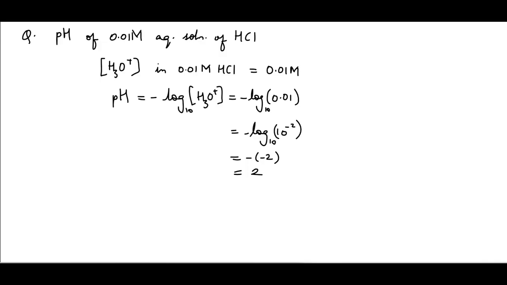Now we can understand it in a qualitative way also, because HCl is a strong acid. We discussed that any strong acid has a pH value closer to 0. So that is why we are getting the value of 2, which is closer to 0. Okay. And similarly, if you want to find pH of, let us say, 0.01 molar, that is mole per liter, aqueous solution of NaOH, sodium hydroxide, which is a strong base. How do we find this?